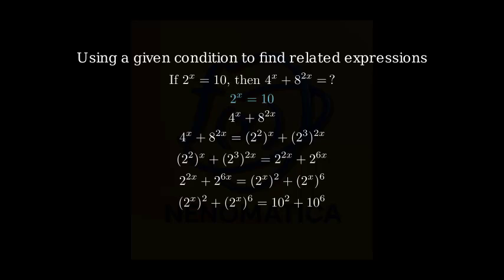Let's compute this step by step. 10 squared is 100. 10 to the power of 6 is 1 million. So our expression equals 100 plus 1 million, which gives us 1,100,000. Now, let's move on to the second problem.